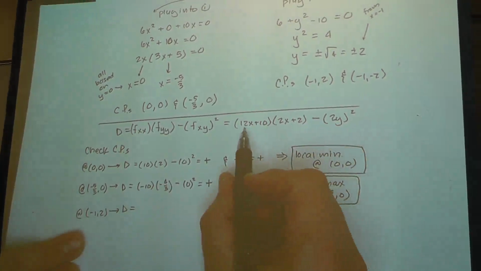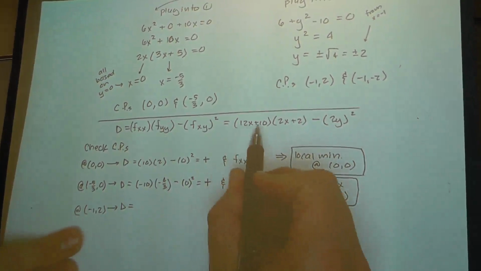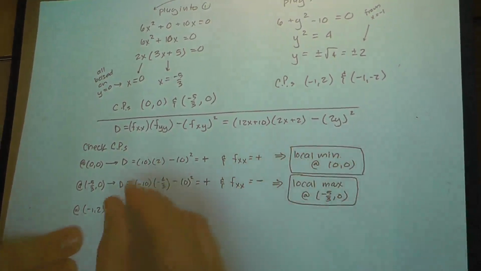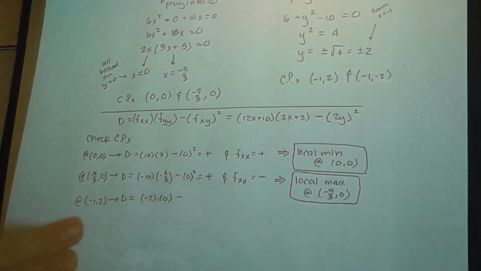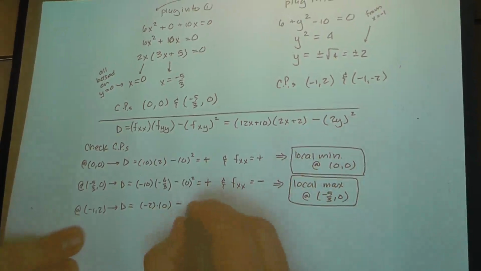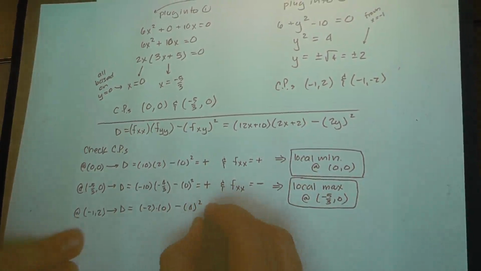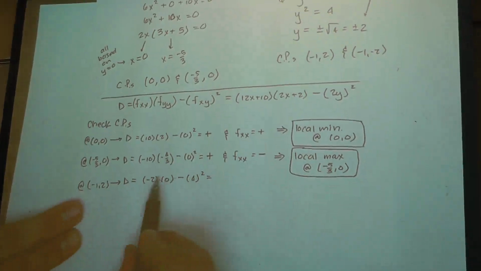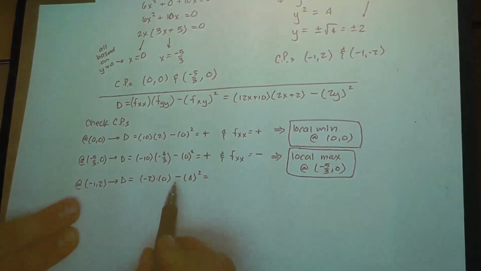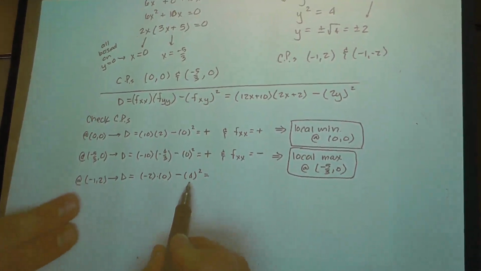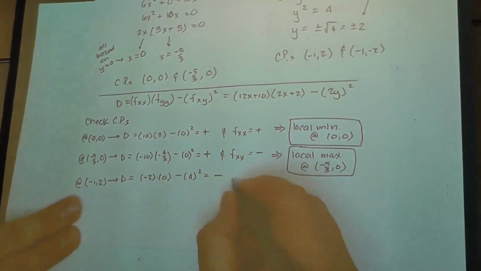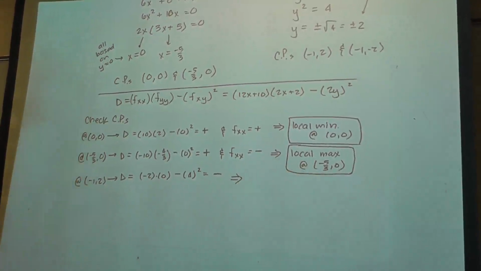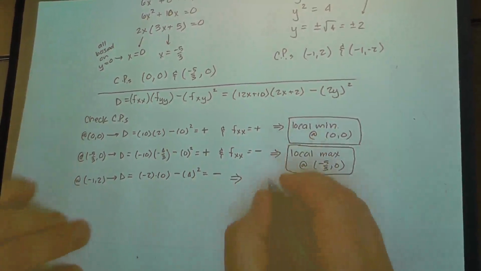negative 1 for x means this is going to be negative 2 times 0. I like that. Minus 2 times y, so 4 squared. So since that wipes out the first half of D, and that negative doesn't get changed from squaring this, that means you get a negative value of D at that critical point. No need to check your second x partial, because you just found the saddle point.